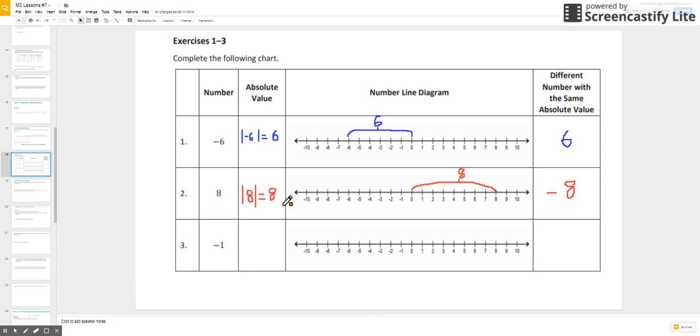All right, I want you to pause the video. I want you to take care of number 3, the -1, on your own. Come back and see what the answer should be, and make sure they're the same thing. So go ahead and pause the video at this time and give it a try.